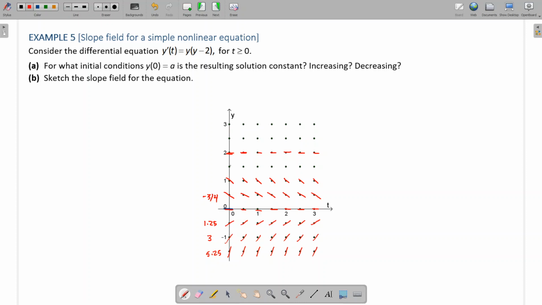If you plug in, what is that, 1.5, I think you end up with the same thing, negative 3/4. All right, and then go up another row, 1.25. If you plug in this value into the differential equation, you get a slope of 1.25. So it should be just a bit steeper than 1, tiny bit. And then plug in 3, you get out 3. So that's pretty steep.